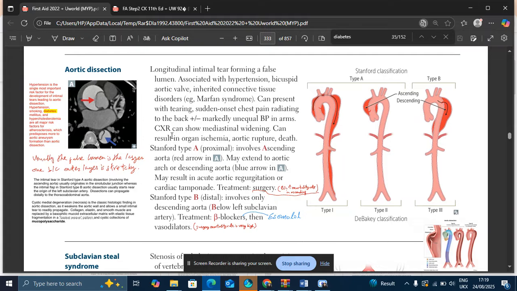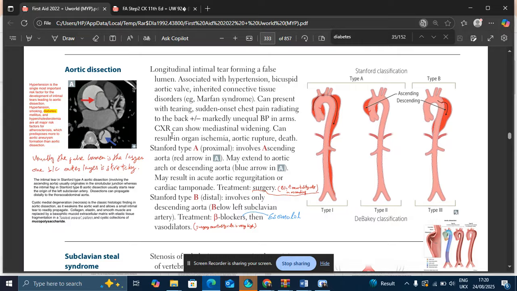Tearing chest pain radiating towards the back, unequal or asymmetric pulses, and blood pressure differences. The patient can have a murmur of aortic regurgitation if the aortic valve is involved. If the dissection progresses proximally towards the aortic valve, then we can see an AR murmur as well. There can be neurologic deficits if the spinal arteries are involved. There can be anuria if the renal arteries are involved.